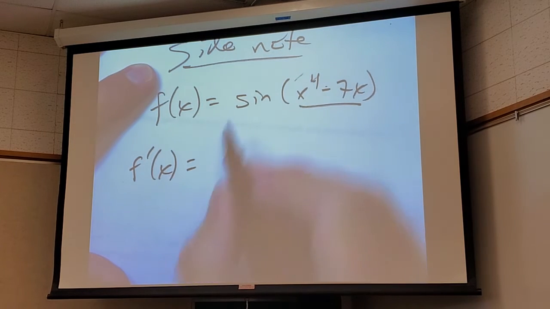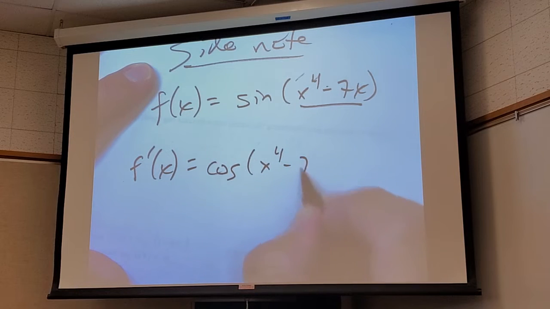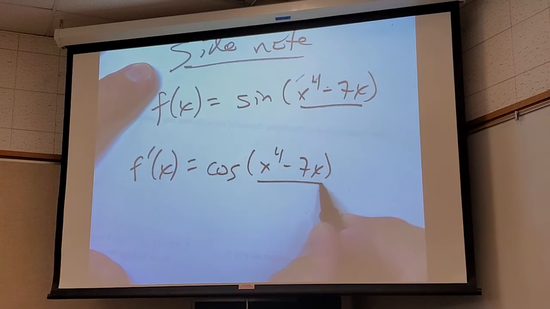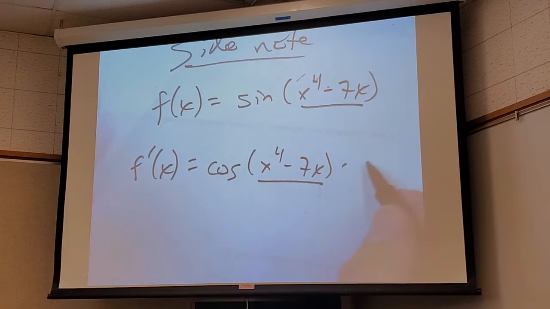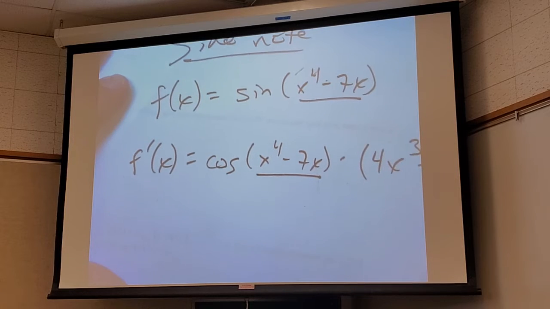What's the derivative of sine? Just give it away then. See how the inside does not change? Times. And what's that? That's 4x cubed minus 7. Yes.